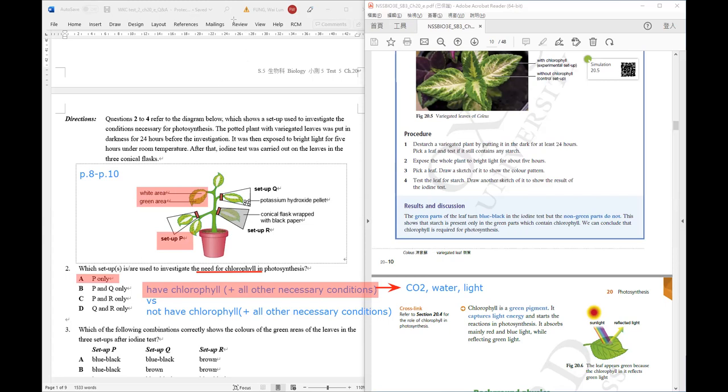Whereas in setup Q and R, they either lack CO2 or they lack light. So it's not providing the necessary conditions for your photosynthesis. Okay, so we do not compare to investigate the need for chlorophyll in photosynthesis. So the answer is A, question 2A.